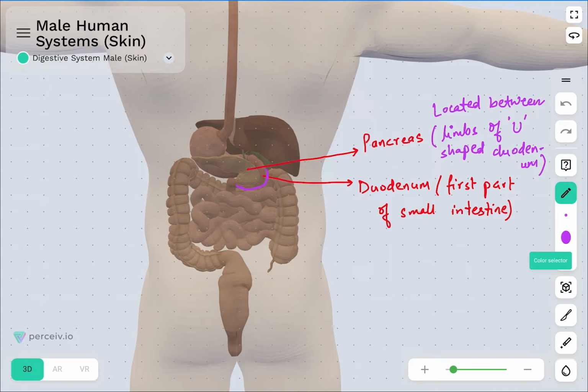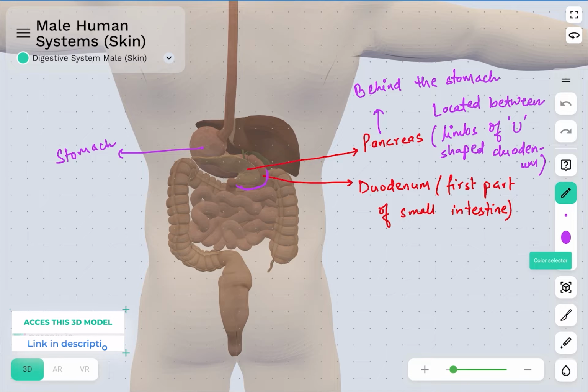Now, we can also say that this is the stomach part. We can say that this pancreas is actually situated behind the stomach as well. So the pancreas is also situated behind the stomach. So this is the exact location of the pancreas in the human body.